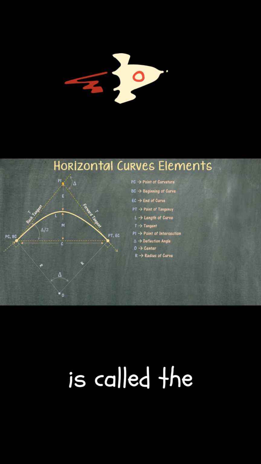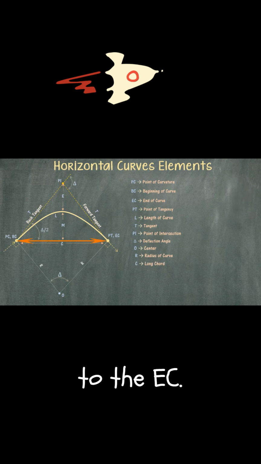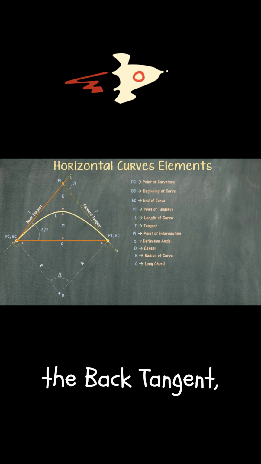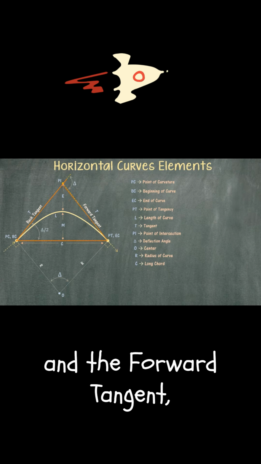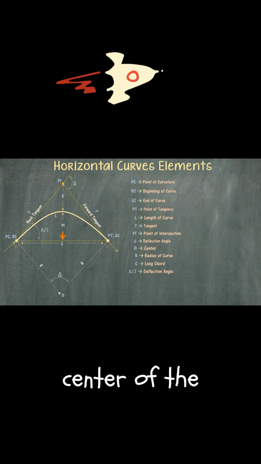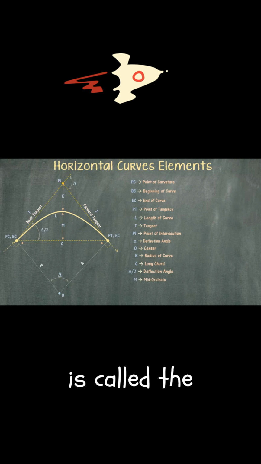The next element is called the long chord, and this is the straight distance from the beginning of the curve to the end of the curve. The angle between the long chord and the back tangent, or the long chord and the forward tangent, is half of the deflection angle. The distance between the center of the long chord and the center line of the curve is called the mid-ordinate.